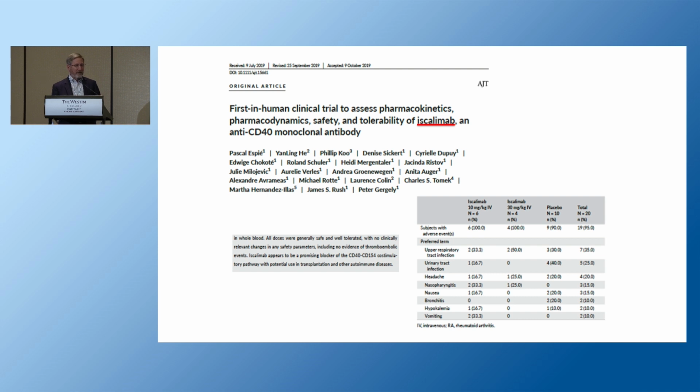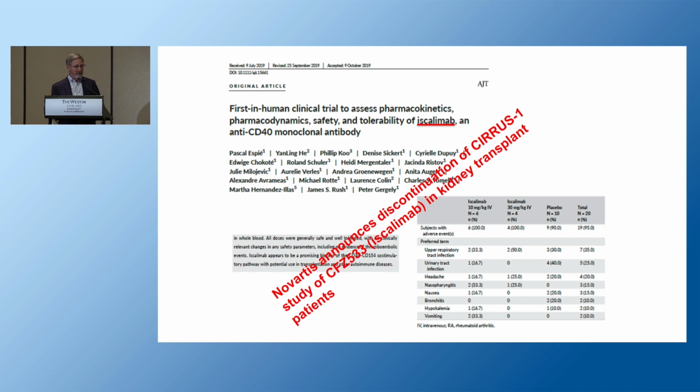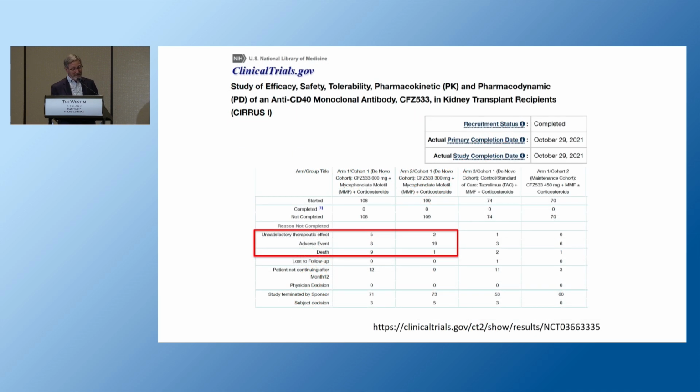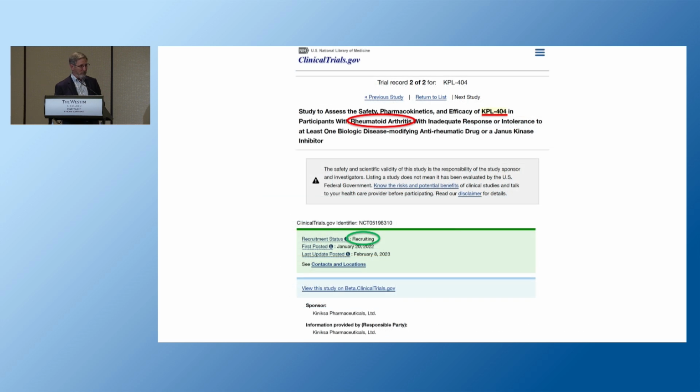Iscalimab also looked like a really promising CD40 inhibitor, but very recently this trial was discontinued, and the data, not published in peer review but now available on clinicaltrials.gov, suggested not so much that the molecule was not efficacious, but that there was enhanced toxicity in the arm that got this drug for reasons that are not really clear. So we'll have to wait for those data to come out in the peer-reviewed literature.